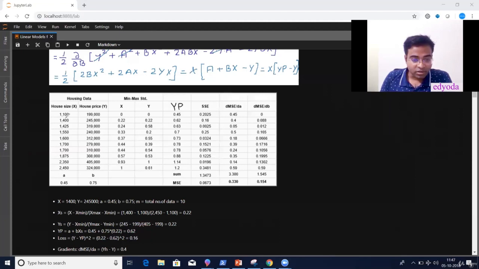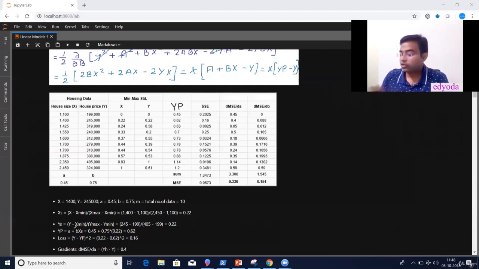So we have this housing data. This is the house size, this is the house price, and we want to bring the data to the same scale. That is why we are doing min max scalar. For doing min max scalar, you are subtracting the minimum value of this column from this. That is why we see x minus x min, and then we do the same for this column, and we are dividing by the max value minus the min value. This is your min max scalar. So we get this result here. Now this is your new value of x and y.